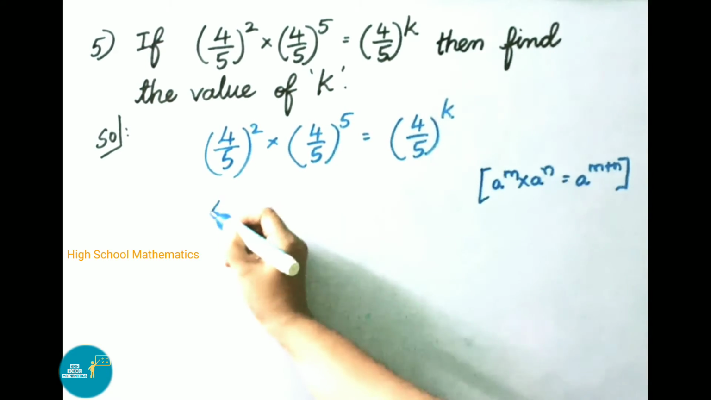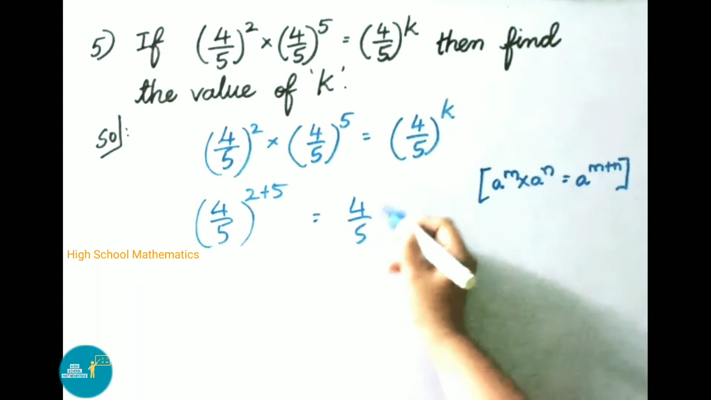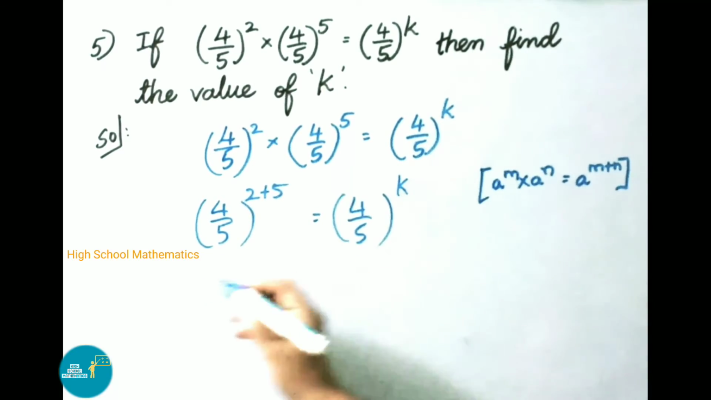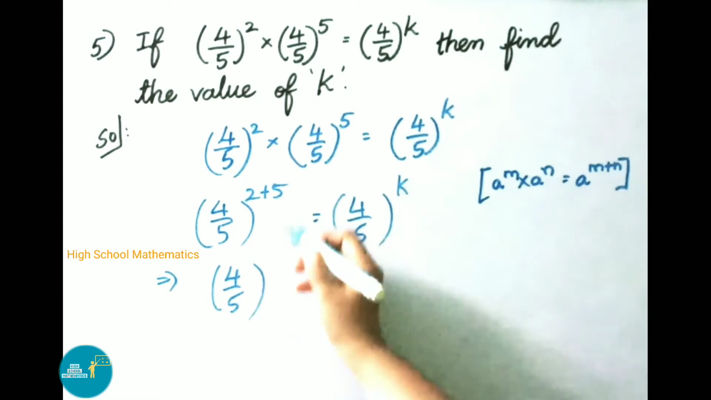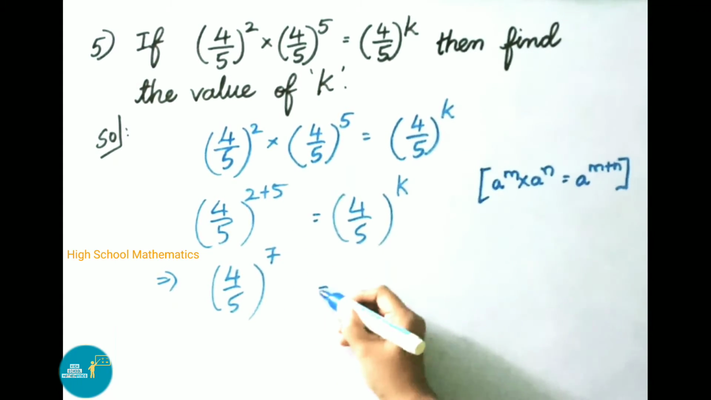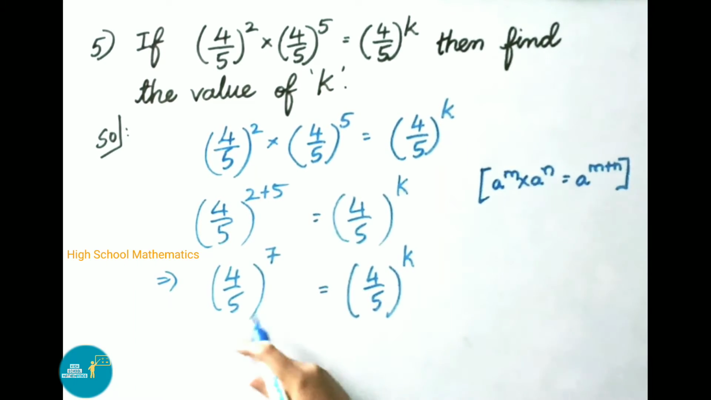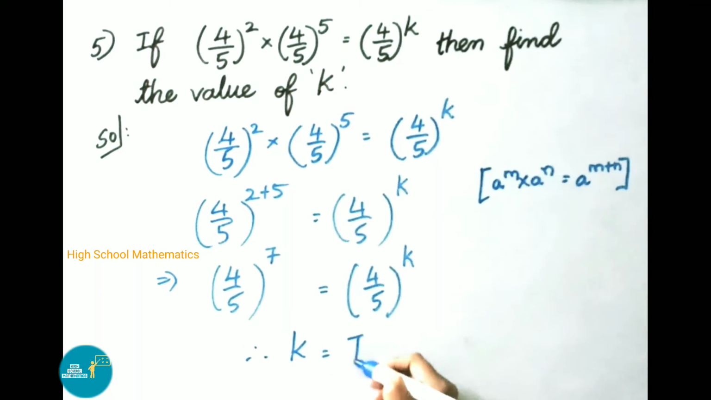So let us write (4 by 5) whole power 2 plus 5 equals (4 by 5) whole power k. That implies (4 by 5) whole power 2 plus 5, which is 7. That is (4 by 5) whole power 7 equals (4 by 5) whole power k. Since the bases are equal, powers can be made equal. Therefore, k equals 7.